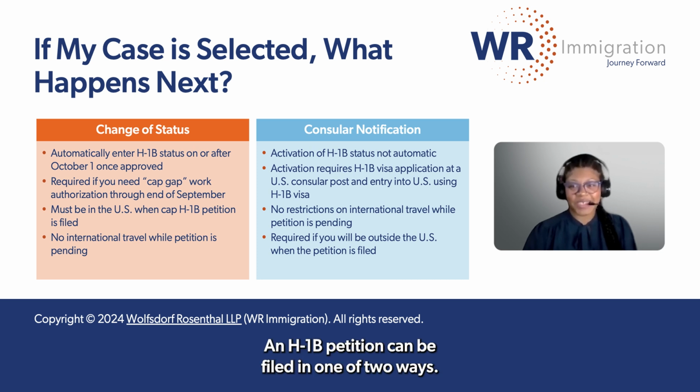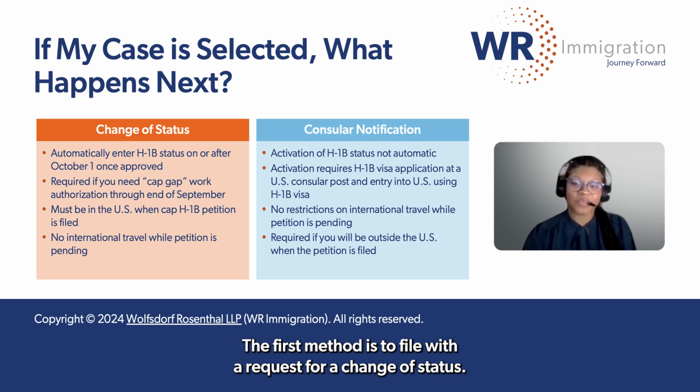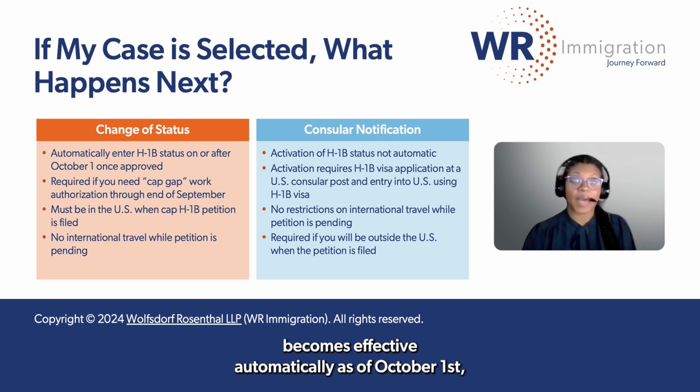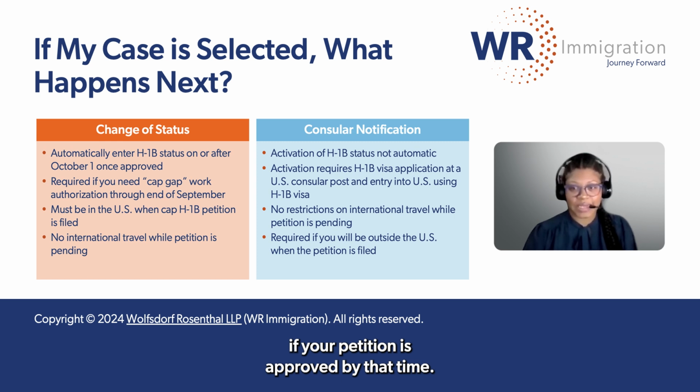An H-1B petition can be filed in one of two ways. The first method is to file with a request for a change of status. This means we're requesting that the H-1B status becomes effective automatically as of October 1st if your petition is approved by that time.